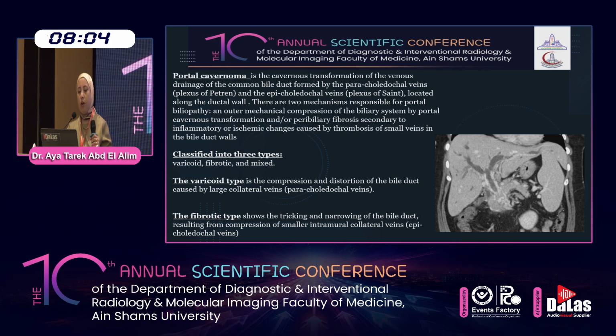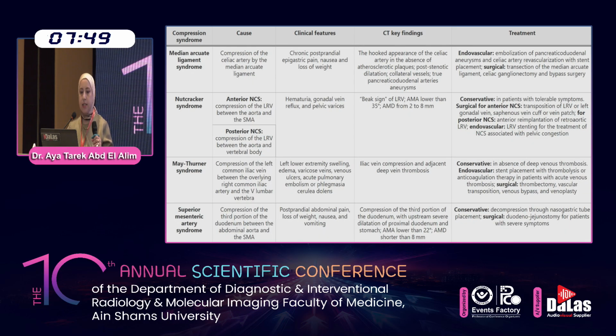The varicoid type is the compression and distortion of the bile duct caused by large collateral veins. The fibrotic type shows thickening and narrowing of the bile duct resulting from compression by smaller intramural collateral veins. And this table summarizes the compression syndromes, the causes, clinical features, CT key findings, and the proposed treatment.